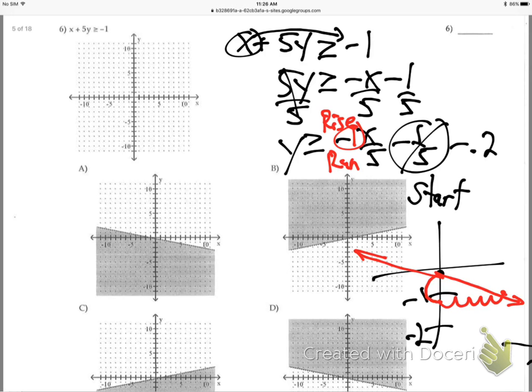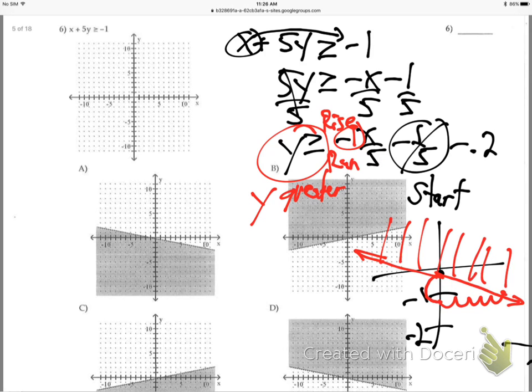Down 1/5. Now, which side do we shade, above the line or below the line? Just look at y and the symbol. What does that say? y greater. So do I shade above or below? Yeah, greater is above. So now look at it. It's got to be D, doesn't it? Yeah, you're right. It's got to be D.